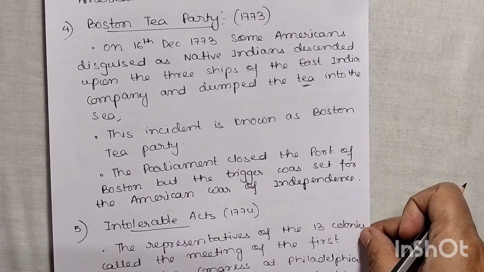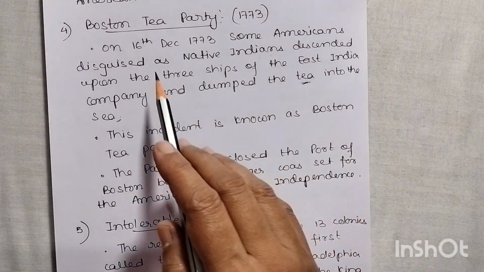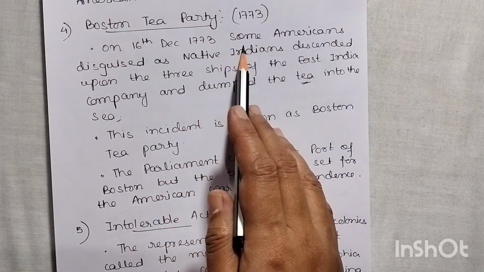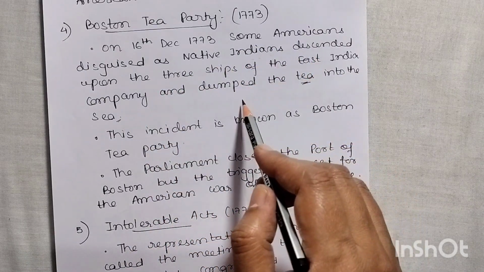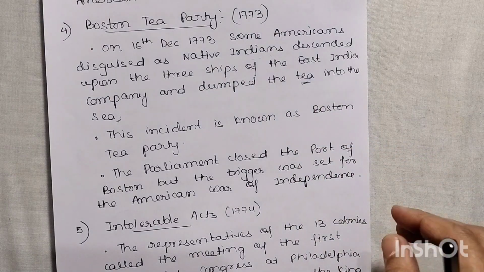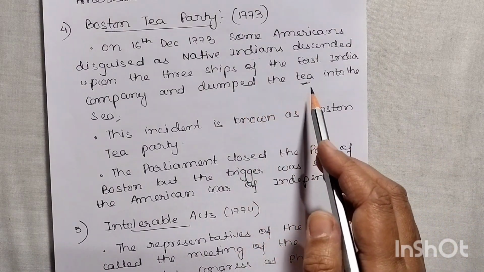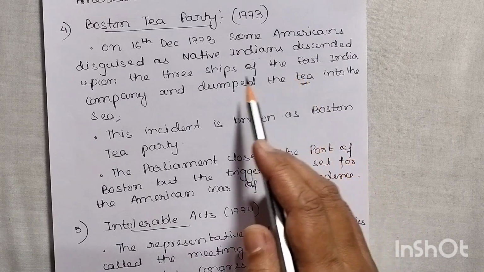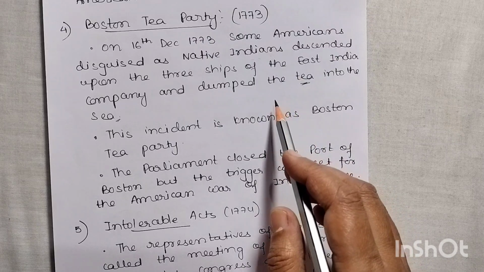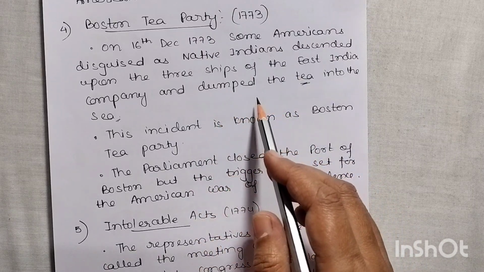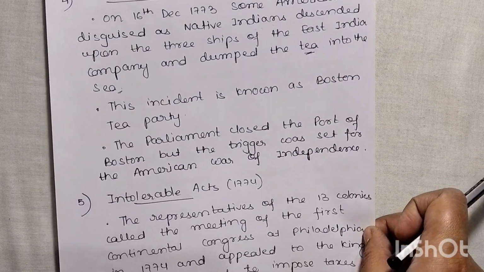Here the protest was by the American colonies against the taxes. On 16 December 1773, some Americans disguised as native Indians descended upon the 3 ships of the East India Company and dumped the tea into the sea. Now what happened? 3 ships of the East India Company were loaded with lots of tea. The Americans dressed themselves as native Indians, went to those ships, and threw the tea into the sea. This incident is known as the Boston Tea Party.